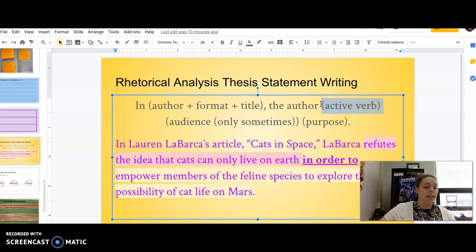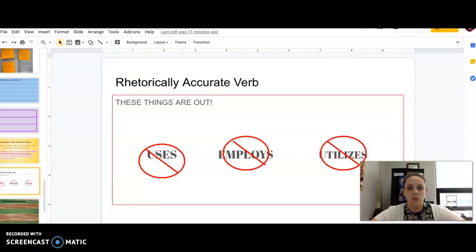I thought I had my chart right here, but I don't. But if we think about things like, is the author predicting? Is the author comparing? Is the author establishing a point of view? Is the author criticizing? Powerful verbs that actually hold meaning. We're staying away from these things: uses, employs, and utilizes.